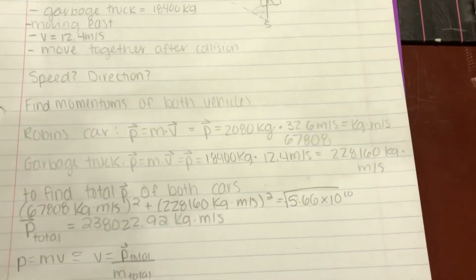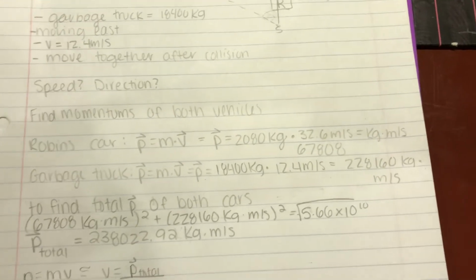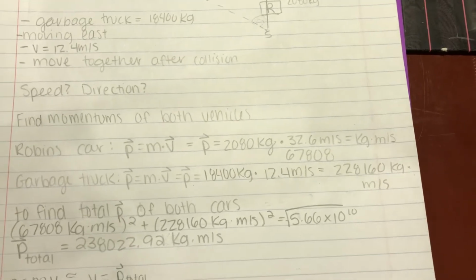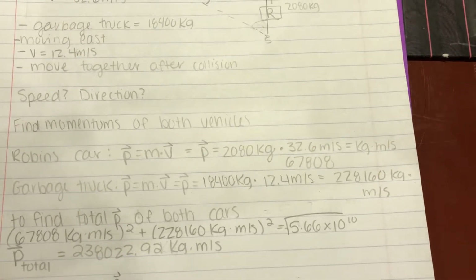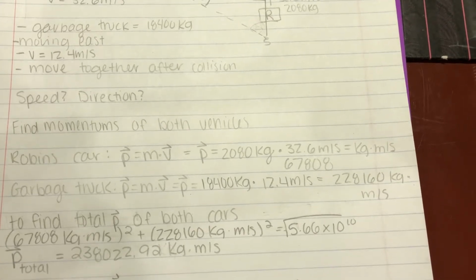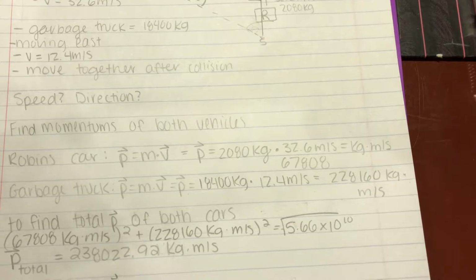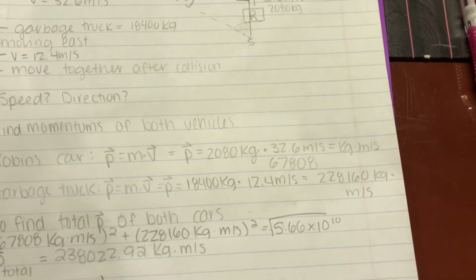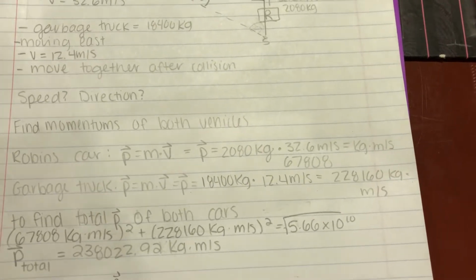To start off, we're going to want to find the momentums of both of the vehicles. We're going to take the equation momentum equals mass times velocity. After plugging in our given values for both Robin's car and the garbage truck, we get Robin's momentum to be 67,808 kilograms meters per second. And for the garbage truck, the momentum after plugging in our given values is 228,160 kilograms meters per second.